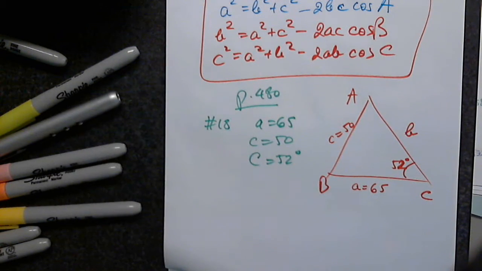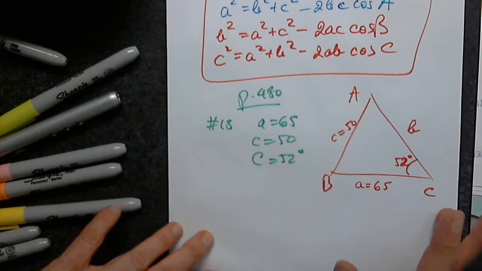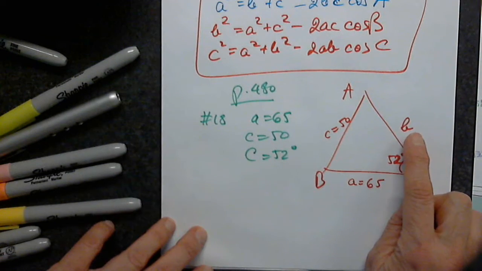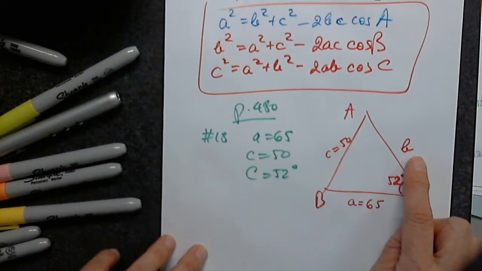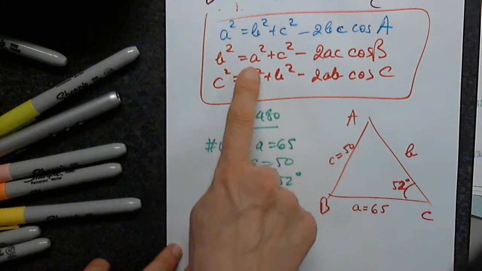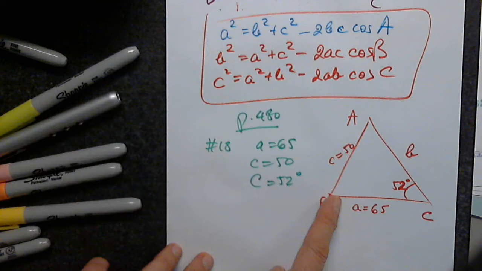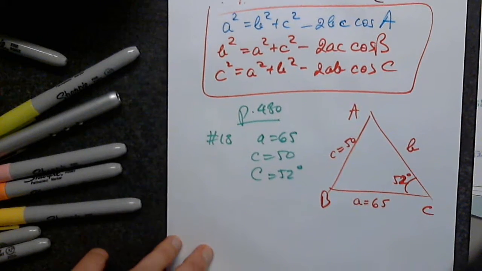Okay. Let's see if this works. Don't write anything just yet. If I want to determine this, I need cosine B. I have A and I have C, but I don't have cosine B. So I cannot apply law of cosines right now.